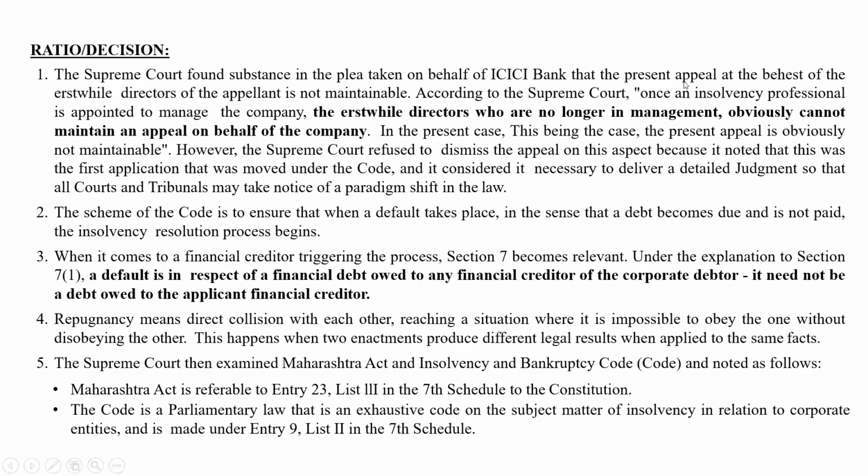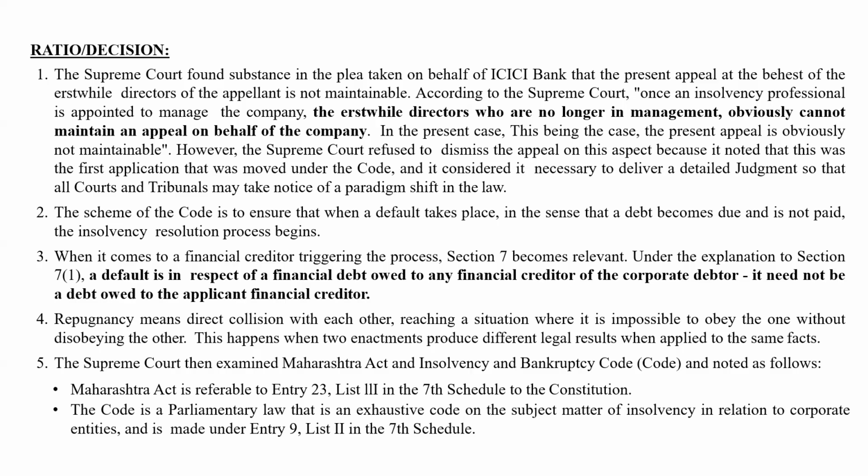And the scheme of the code is to ensure that when a default takes place, in the sense that a debt becomes due and is not paid, the insolvency resolution process begins. When it comes to a financial creditor triggering the process, Section 7 becomes relevant. Under the explanation to Section 7.1, a default is in respect of a financial debt owed to any financial creditor of the corporate debtor. It need not be a debt owed to the applicant financial creditor.